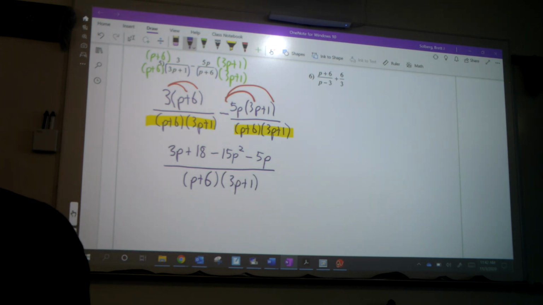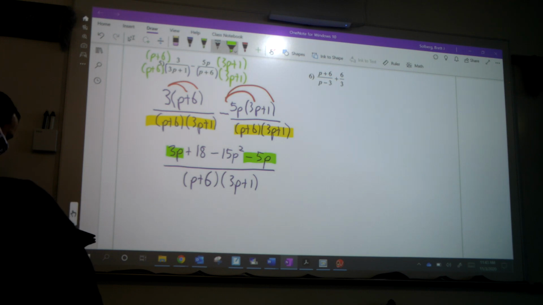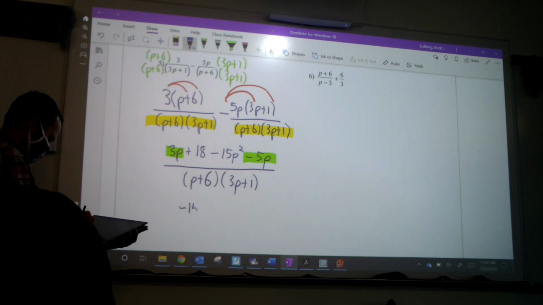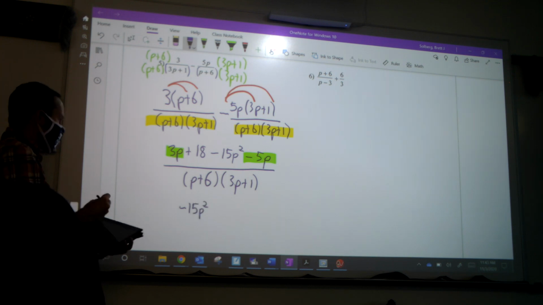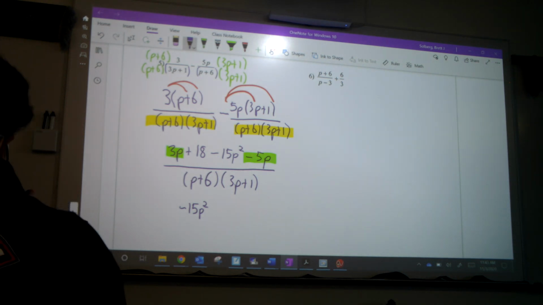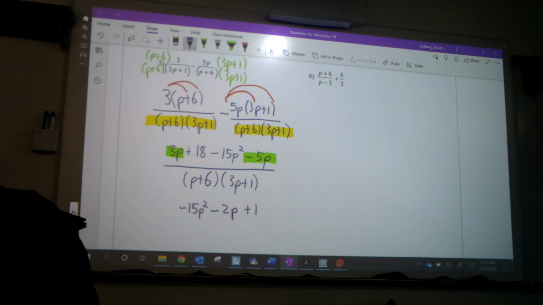Like that, all right. Cool, so now we have distributed, we have 1 fraction. So Braylon, what are my like terms? There's only 2 of them, but what can I combine in the numerator? Awesome, so let's do that. I'm going to write this in standard form, so let's start with the negative 15p squared. And then we're going to do 3p minus 5p. Guys, what is that going to be? Negative 2p. And then we just have an 18 hanging out.